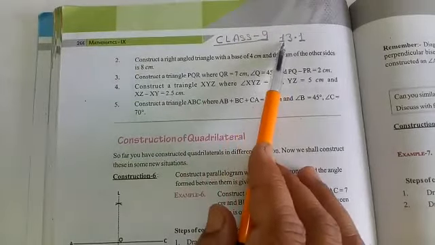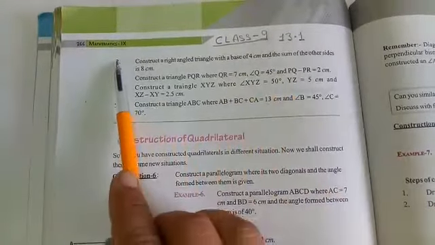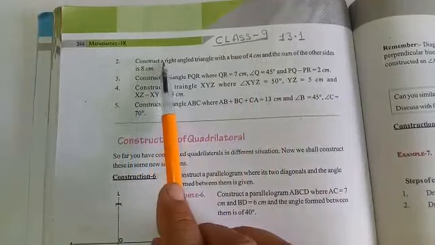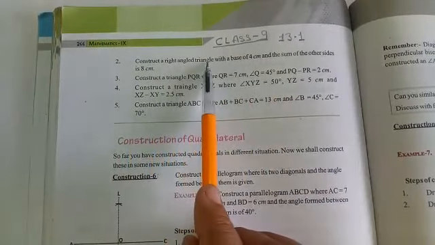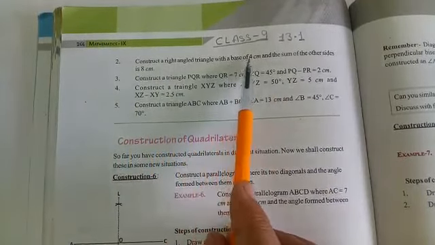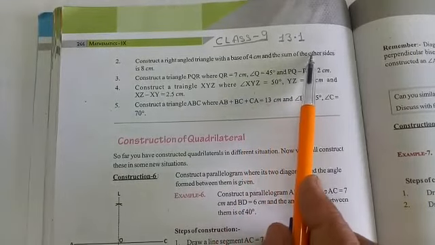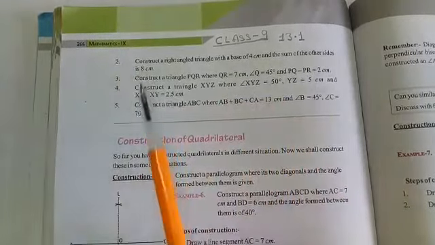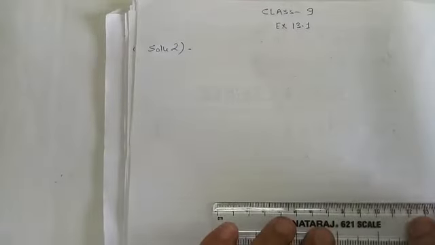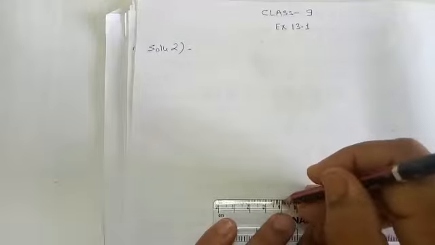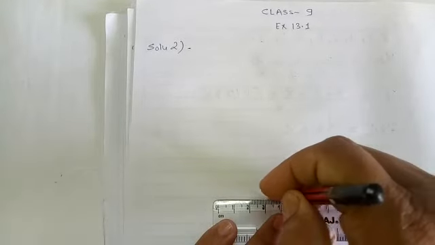Children, today we will see exercise 13.1, question number 2. Construct a right angled triangle with a base of 4 cm and the sum of other side is 8 cm. The base is 4 cm. We will draw base of 4 cm.